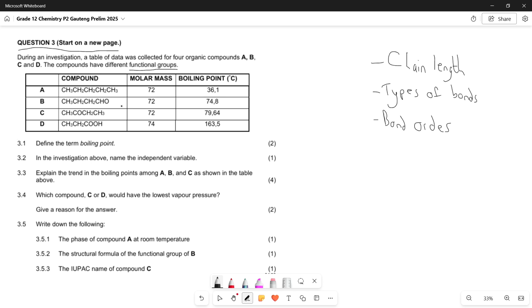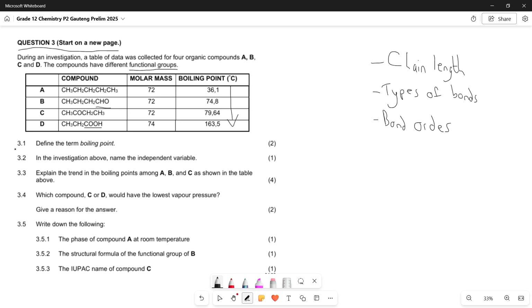From there, we have a CHO over here. So this is some sort of aldehyde where we have a C with an O and then an H over there. And then this third one, with a COC over here in the middle. And then, as you can see here, for D, we have a COOH. This is some sort of carboxylic acid. And the molar masses are the same for A, B, and C. D is a little bit bigger, and the boiling point gets progressively higher from A to D.